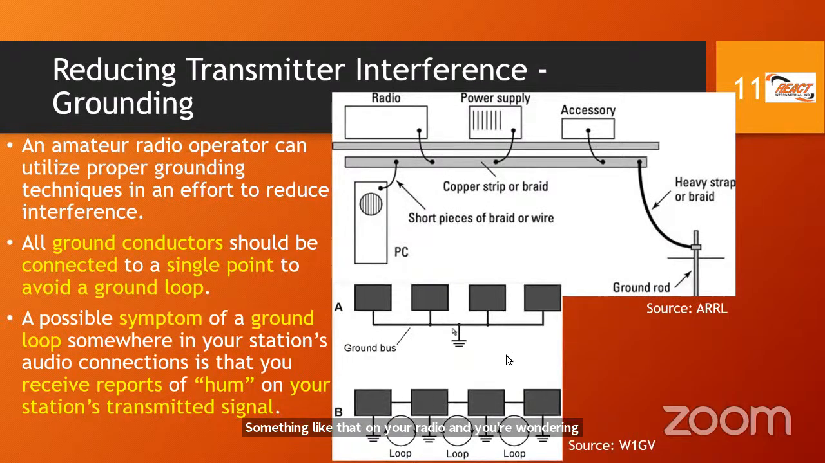So to avoid the ground loop, we take all of our equipment and use a strap to connect it to one common point, and that common point is what we send to ground.